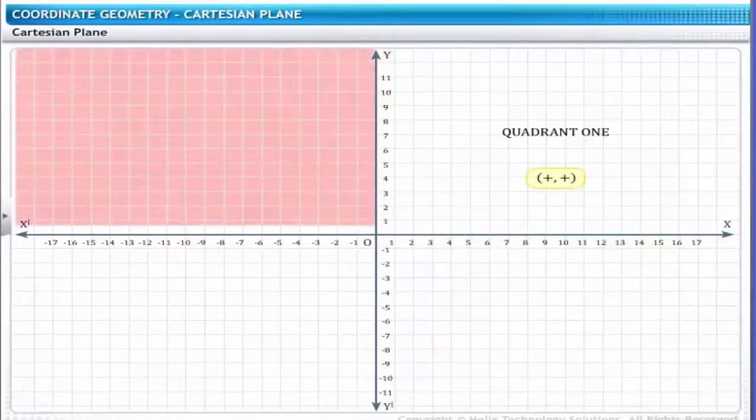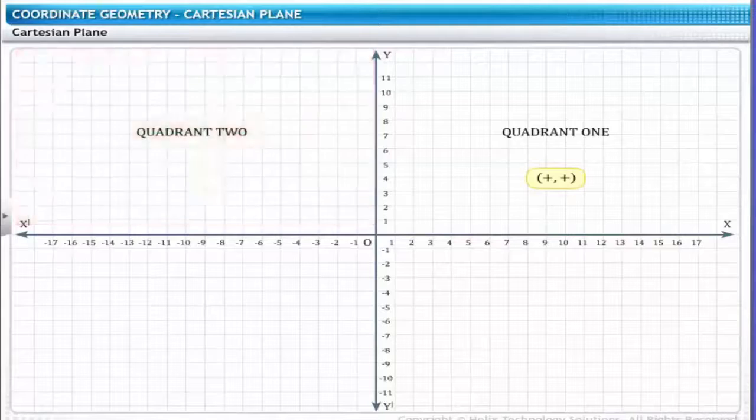X'OY is called quadrant 2. In this quadrant, X coordinates have negative values and Y coordinates have positive values. Therefore, this quadrant is of the type minus, comma, plus.